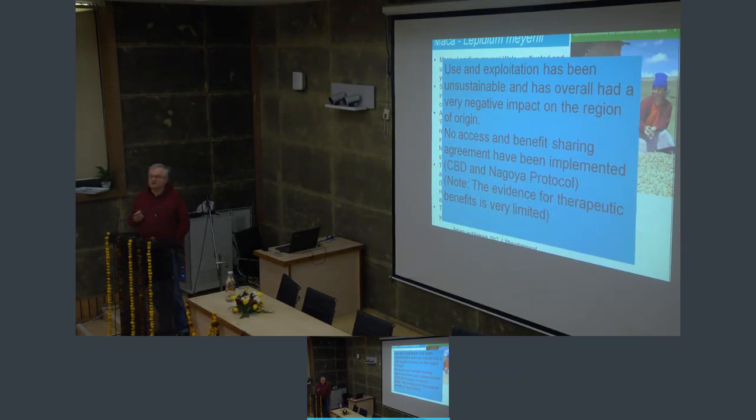So, what are the big challenges here? There are 3 big challenges. One is sustainable sourcing. This is a high mountain plant from the Peruvian Andes. There's no way that the high Andes can sustain exportation into China at a large scale. That's a very simple one.